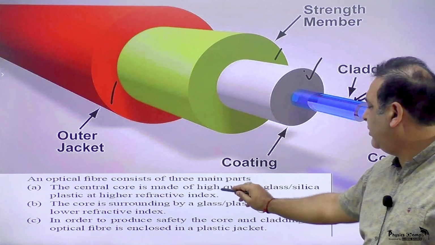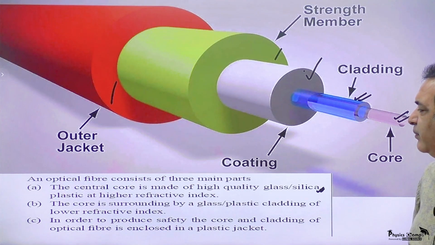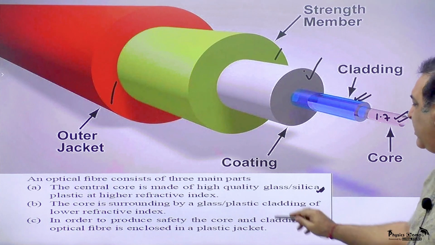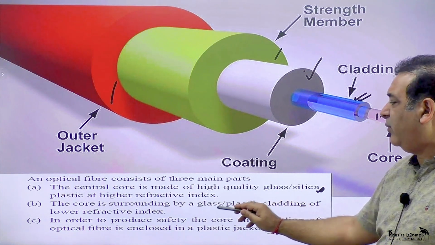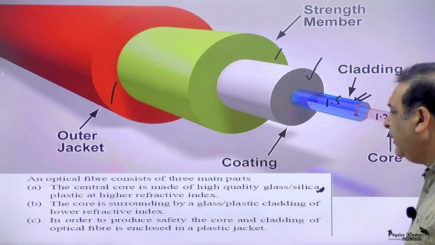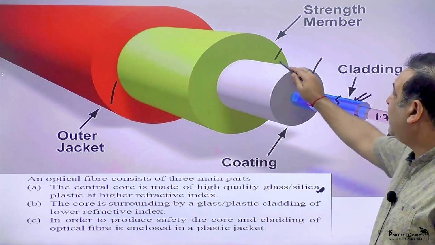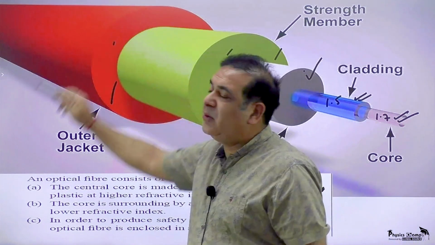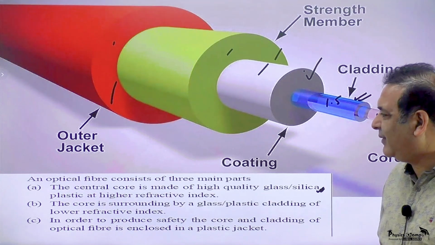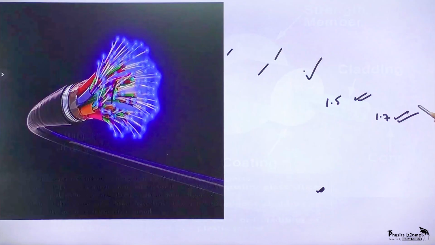The central core is made up of high quality glass or silica plastic, at a higher refractive index. It may have a refractive index of 1.7. The core is surrounded by glass or plastic cladding of lower refractive index. It may have a refractive index of 1.5, 1.4, 1.3. And in order to provide safety, the core and cladding are enclosed in a plastic jacket. So you can have 1 or 2 or 3 layers over the cladding so that you can protect it from scratches or from other breakage. So that is optical fiber, and it has immense use, as I just discussed.